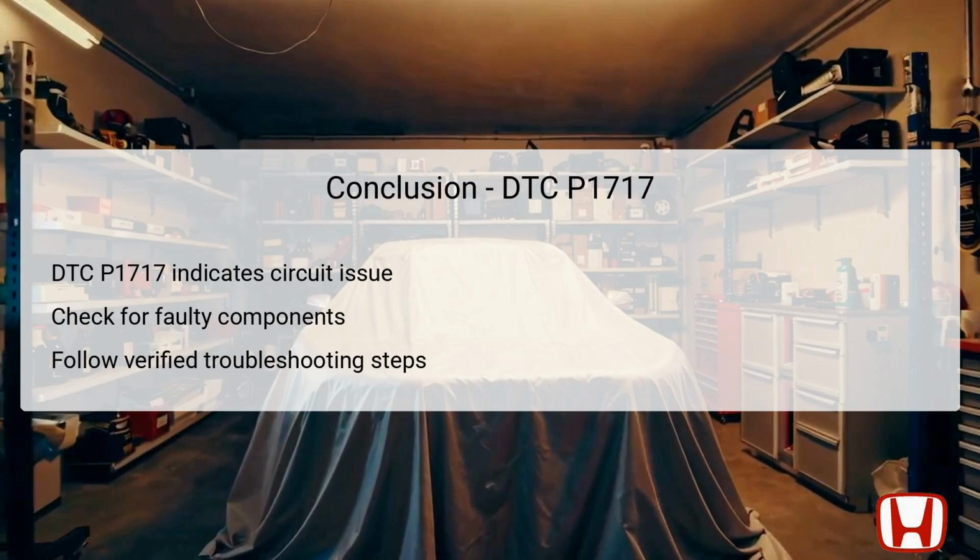Understanding how components like the TCM, shift cable, and transmission range switch interact is paramount for effective troubleshooting. Following the outlined steps, from verifying problems to conducting final repairs, ensures resolution of the DTC. Preventive maintenance, including consistent inspections and adjustments, will help mitigate future issues and support the reliability of your vehicle's transmission system. Ultimately, addressing DTC P1717 not only leads to improved vehicle performance, but also helps maintain safety on the road.